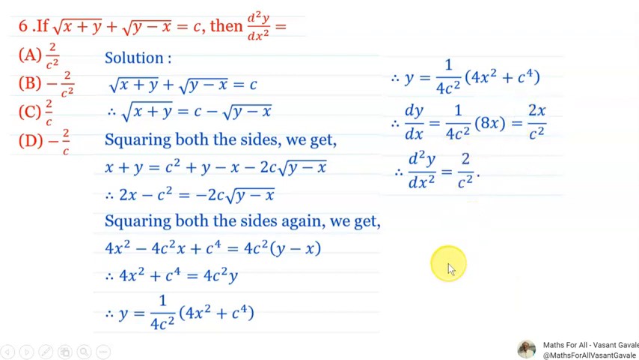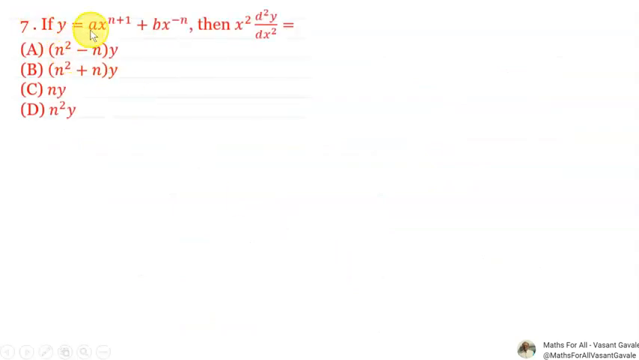That is 2 upon c square. And hence, the answer, that is A, option A is the correct one. Next example. If y is equals to a times x raised to n plus 1 plus b times x raised to minus n, then x square into d2y by dx square.